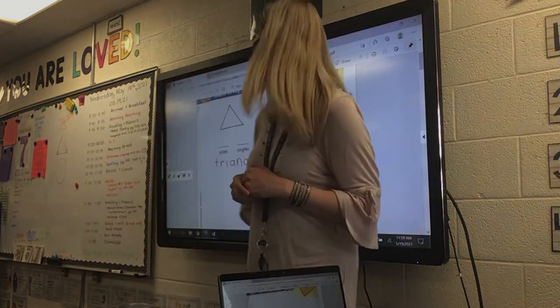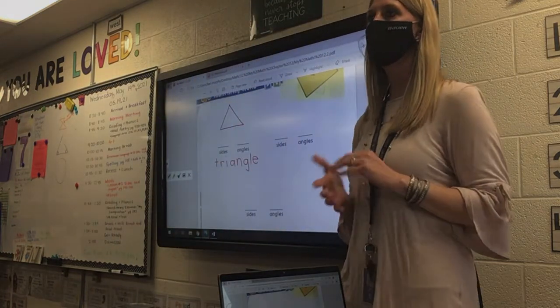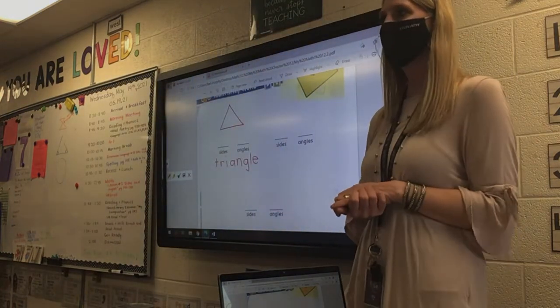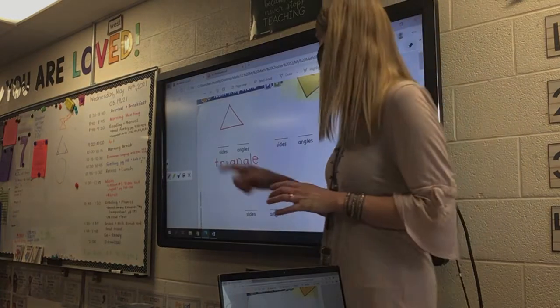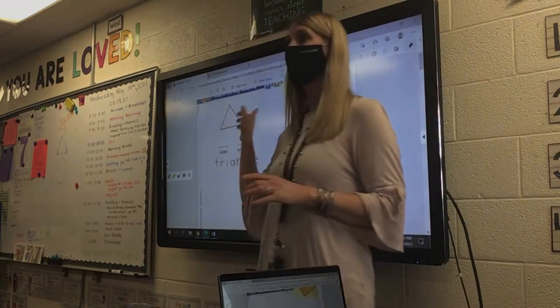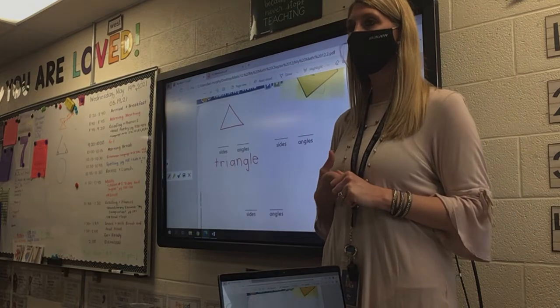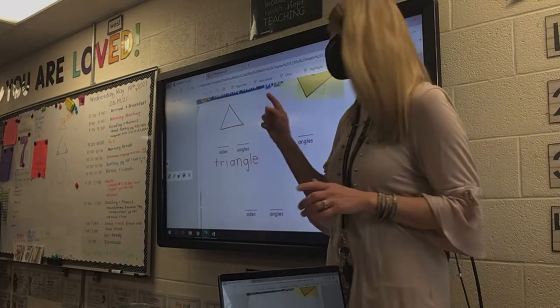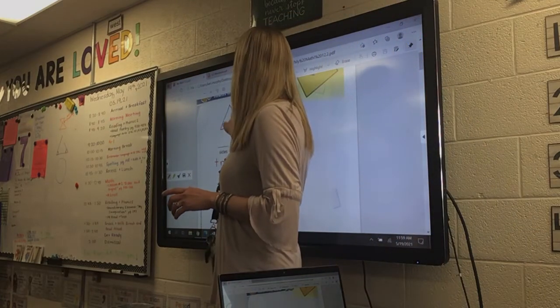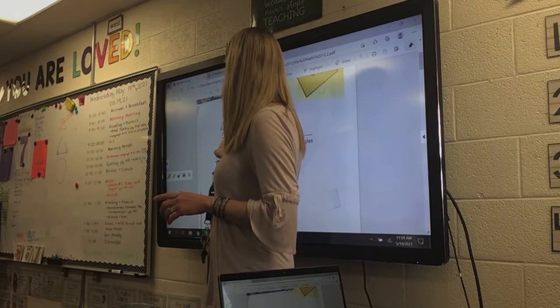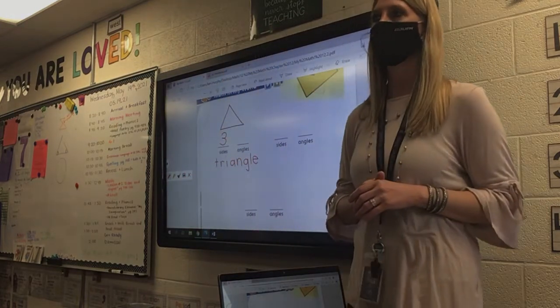Okay. Now, on triangle, the first question is how many sides does it have? So remember, the sides are the straight lines. So Lila, in a triangle, how many sides does it have? 3. Good job. 1, 2, 3. So right here, we're going to put 3 sides.